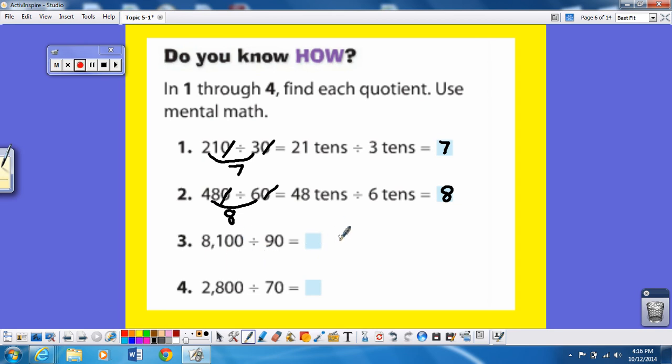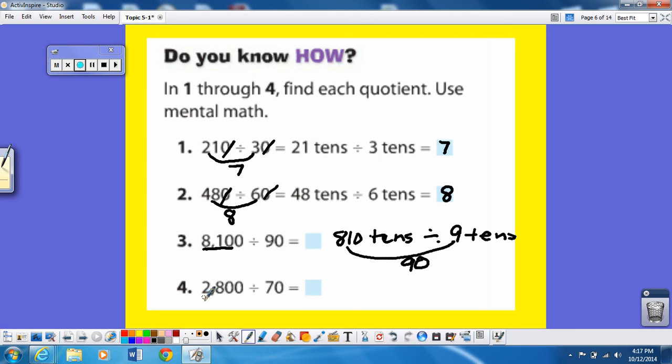Now, 8,100 divided by 90. How many tens? If we were to write these into tens, how many would that be? Remember, you're going to look here and go all the way over to there. So it's 810 tens divided by 9 tens. So 81 divided by 9 is 9. There's nothing to cancel. So your answer is 90.